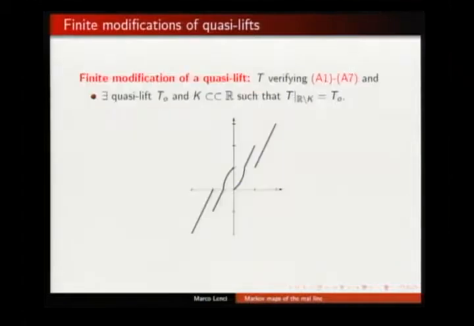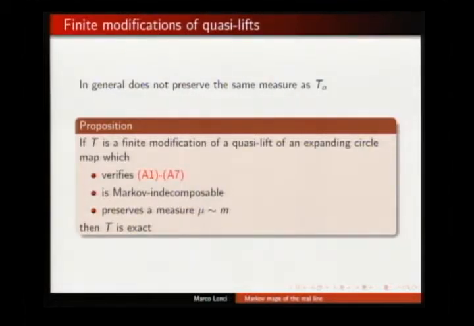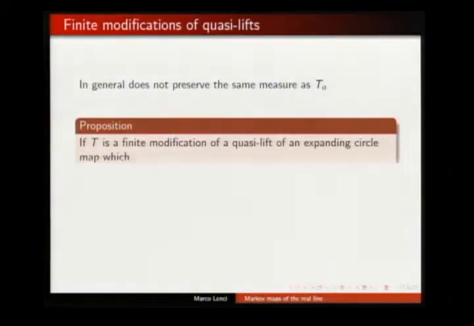By the way, in the previous slide, in this picture, it's easy to create a finite modification of a quasi-lift which preserves the same measure of the quasi-lift. This is one example. As long as you make the modification so that horizontally you have the same balance of slopes of the derivative as in the original map, then, if you think of the transfer operator applied to these kinds of maps, of course, this new map is going to be different, but it's going to preserve the same measure. So the easiest modification that you can do is make a modification that preserves the same measure as the original map.